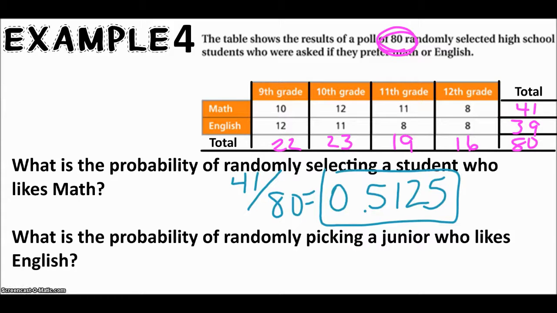So what's the probability of picking a junior who likes English? So out of the 80 kids, a junior who likes English, there's only 8 of those. So 8 out of 80, or 0.1.